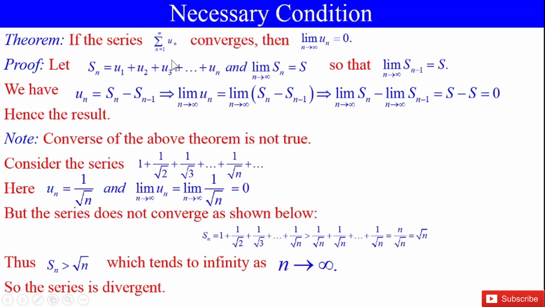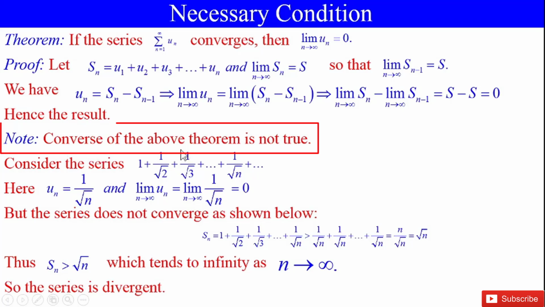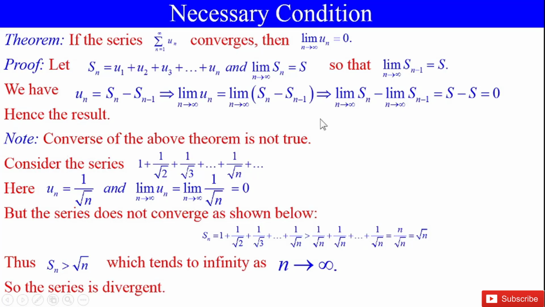Therefore, if the series sigma n equal to 1 to infinity un converges, then limit n tends to infinity un is equal to 0. But the converse of the above theorem is not true. That is, if limit n tends to infinity un is equal to 0, then it does not mean that the series is convergent.